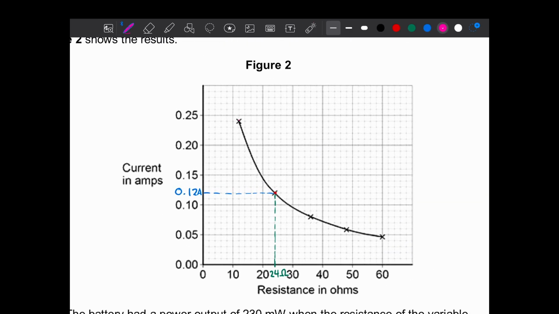So, I'll start with this point over here. It's got a current of 0.24 and a resistance on the x-axis of 12. Picking another point along the line, let's go for this one here. That has a current of 0.08 and a resistance of 36. And one more, just for good measure, like I said, let's pick this one over here. That has a current of 0.06 and a resistance of 48.